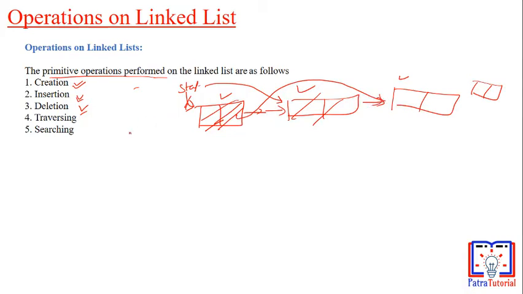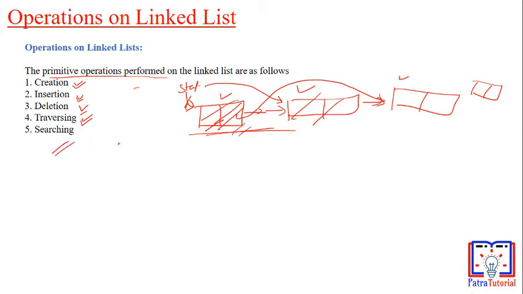Okay, so how to delete from different positions in a linked list, like start or beginning of the linked list, end of the linked list, or in between the two nodes. All these things we'll discuss one by one. Traversing means what? Printing all the data elements of every node in the linked list once. So how to traverse the total linked list, all those things we'll be discussing.